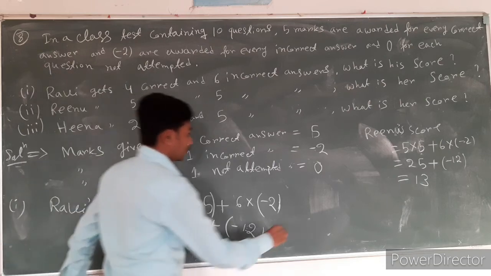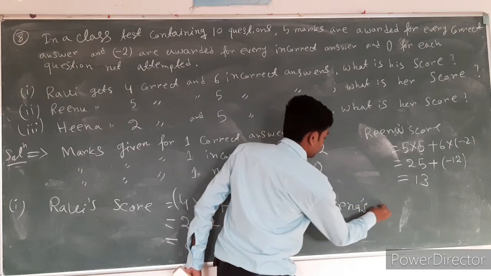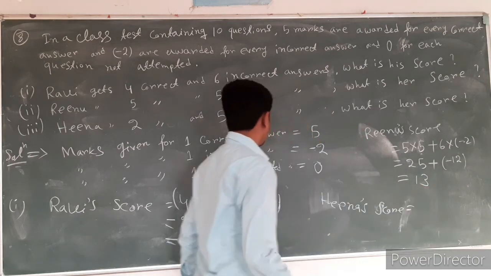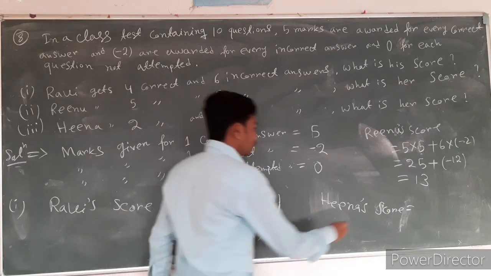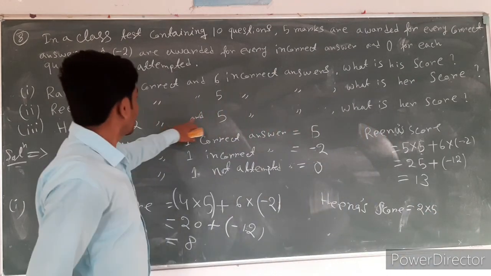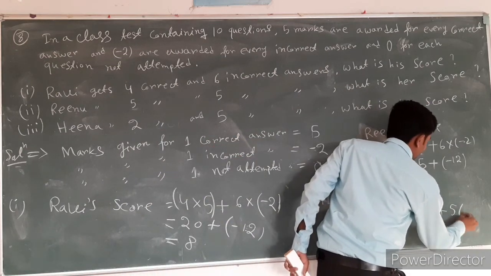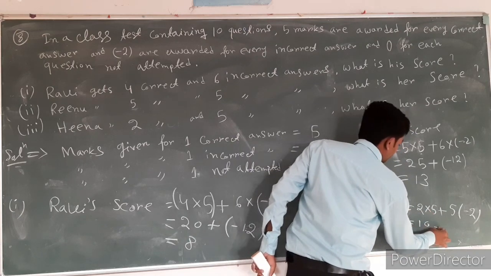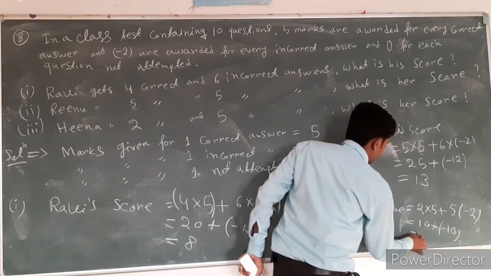Similarly, Hena's score is equal to, Hena did 2 correct answers, so 2 is multiplied by 5, plus 5 into minus 2. So 10 minus 10 is equal to 0.